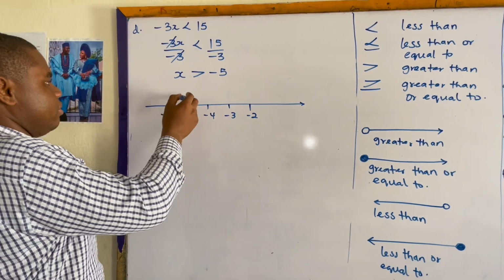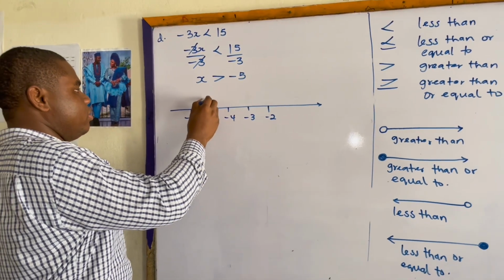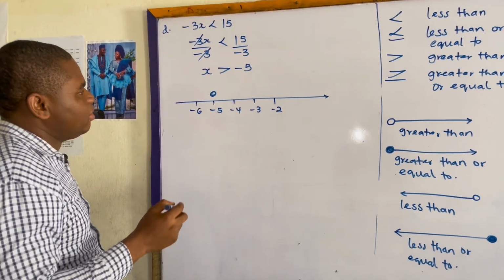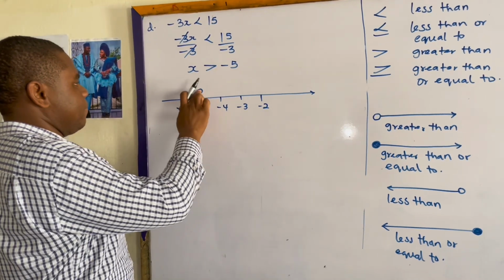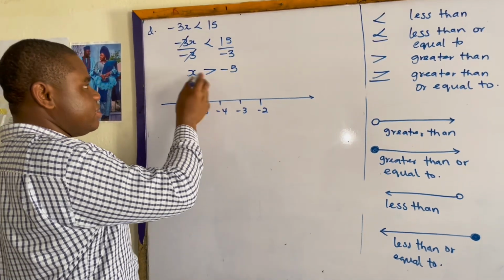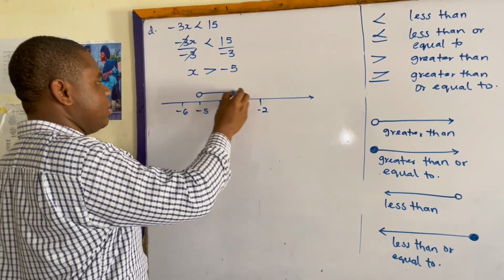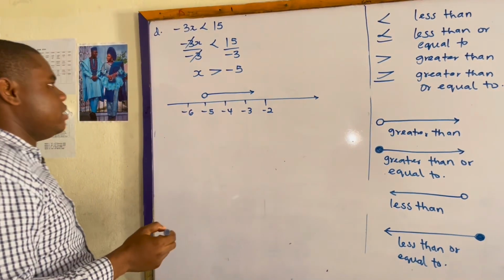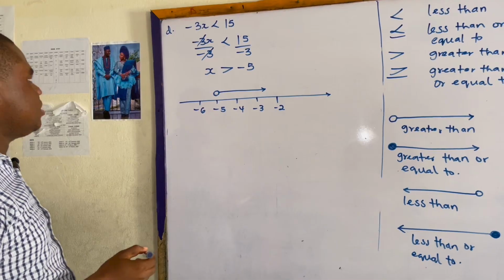So we have minus 5 is greater than x. So x is greater than minus 5, x is greater than minus 5.